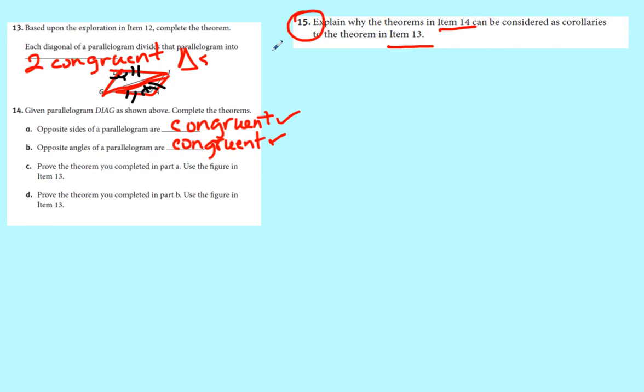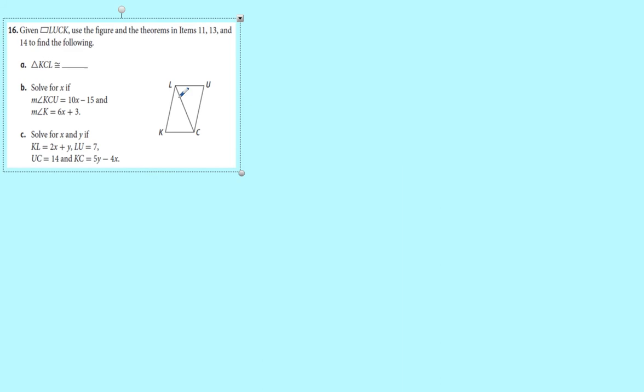So how is it corollaries? Because by using CPCTC, that's why we know number 13 works, because number 14 is true. And that's it. That's not so bad, was it? Alright, given our lucky parallelogram here, we can say triangle KCL is congruent to, well, K corresponds with U. C would actually be L up here, and then L would be backwards as well. And that's a triangle.